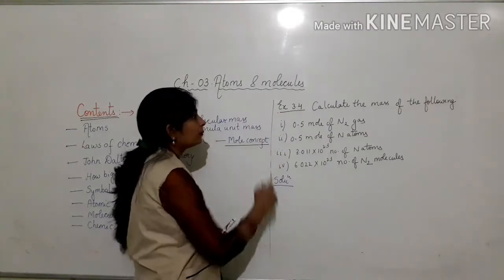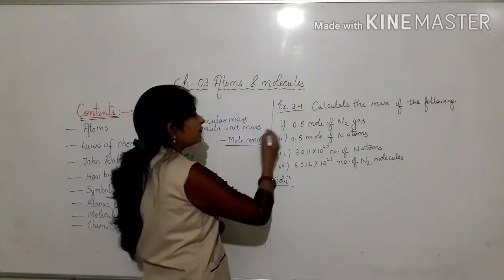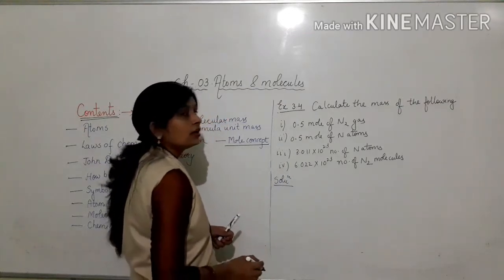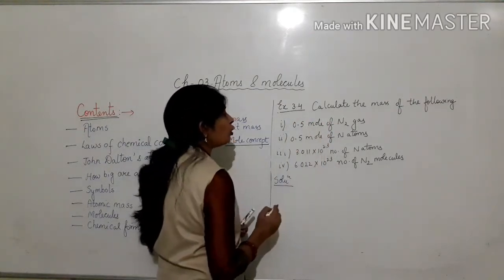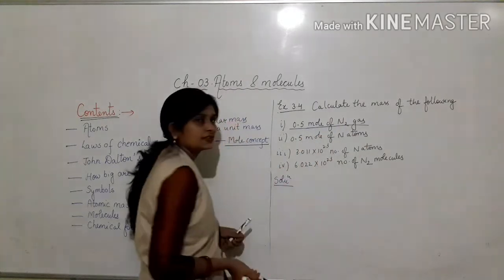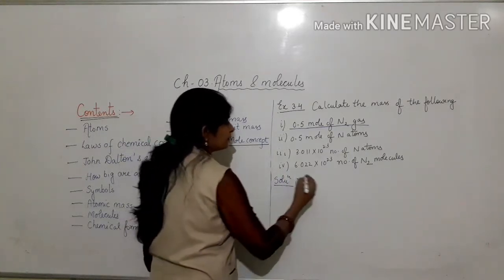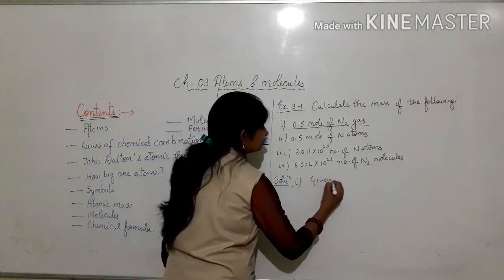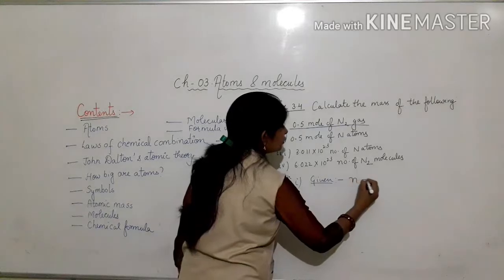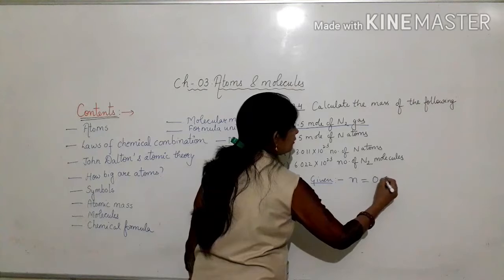Now Example 3.4. In this example we have to calculate the mass of the following. First part, 0.5 mole of nitrogen gas, meaning we have to calculate the mass of 0.5 mole of nitrogen gas. Okay. So, solution of the first part. What is given? Number of moles, denoted with small n, is given, that is 0.5.